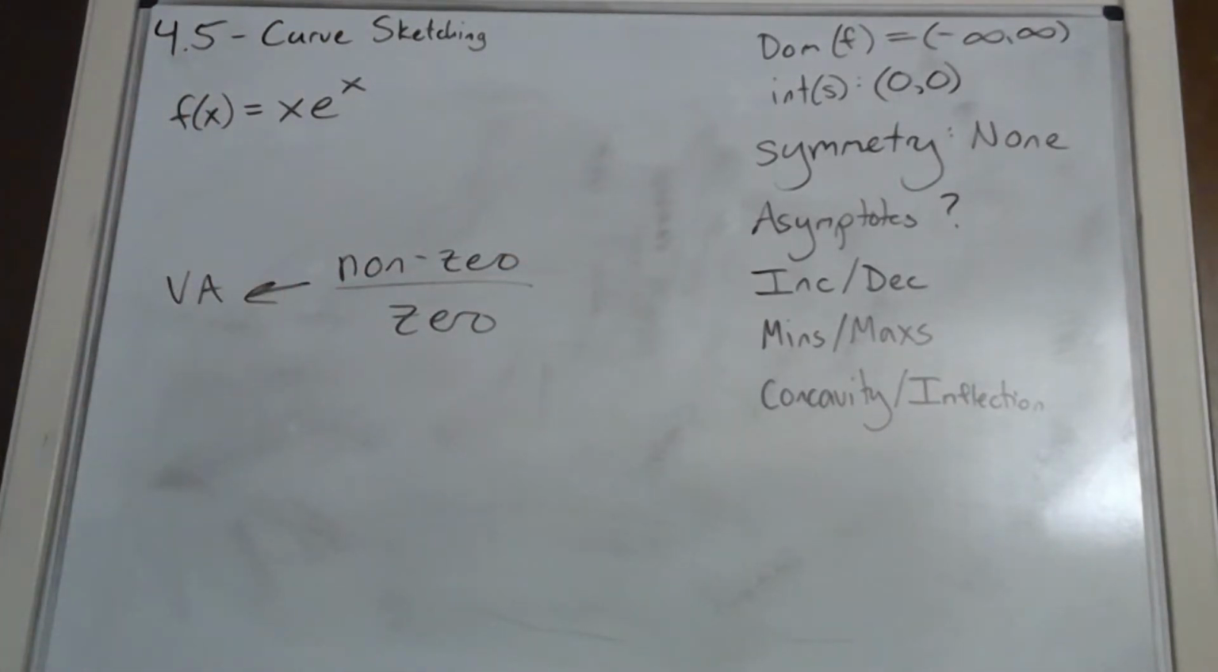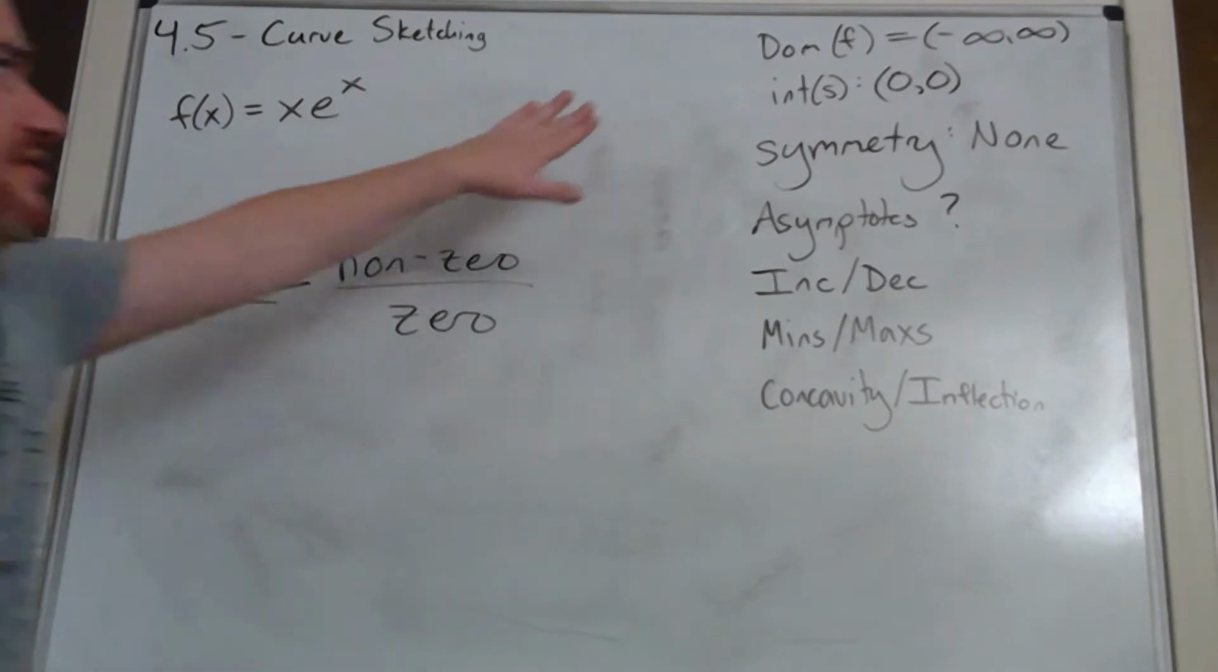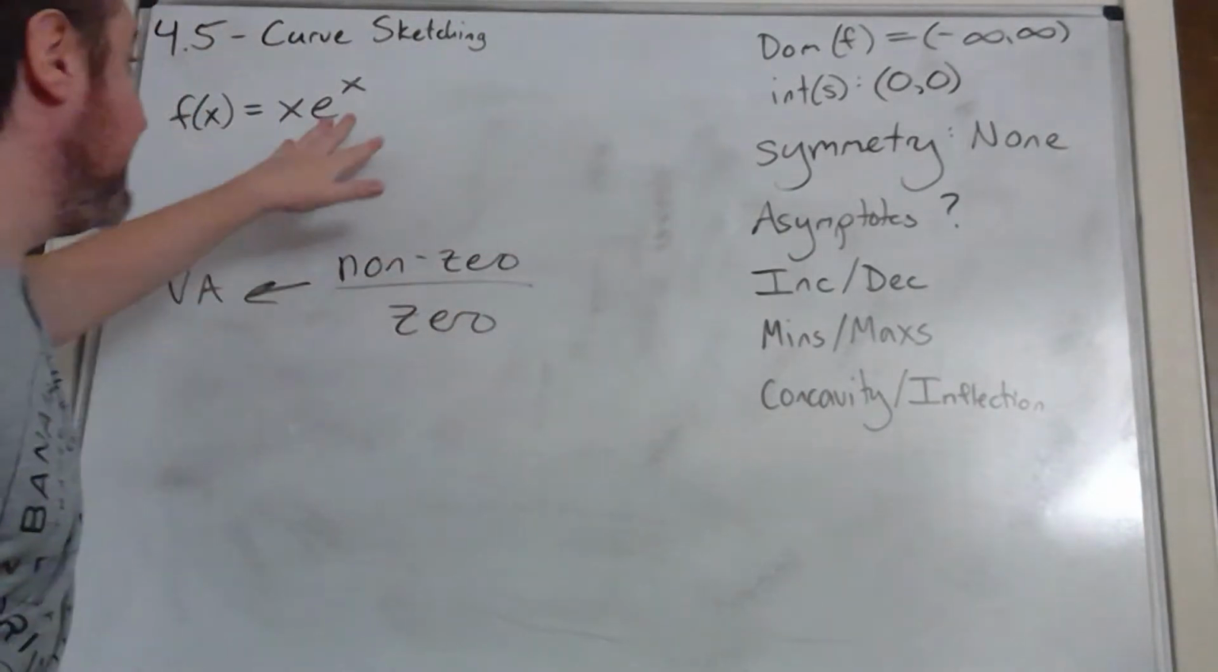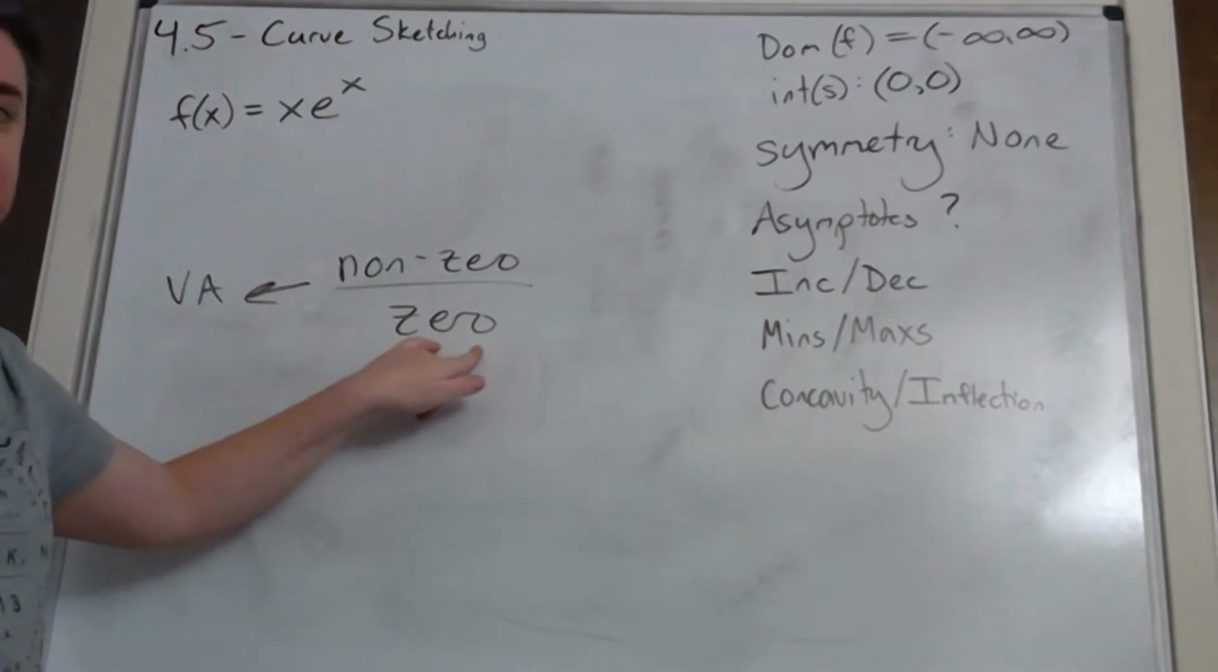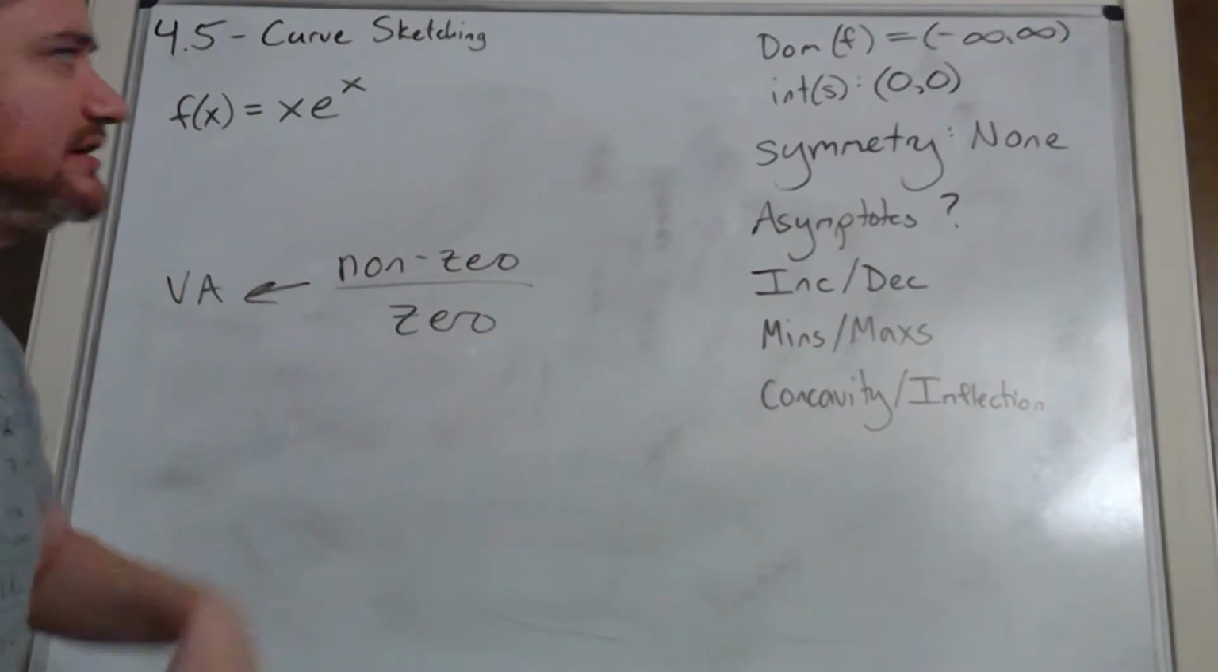All right. However, remember the domain of this function was all real numbers. We're not dividing by anything here, so we can't get this scenario. So we're not going to have any vertical asymptotes here. All right.